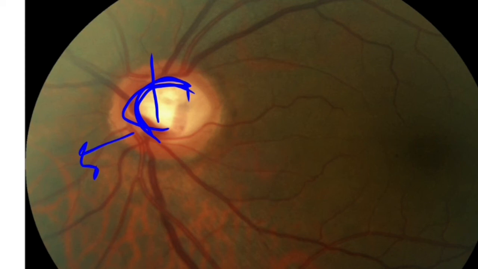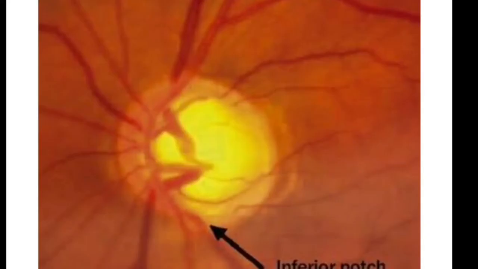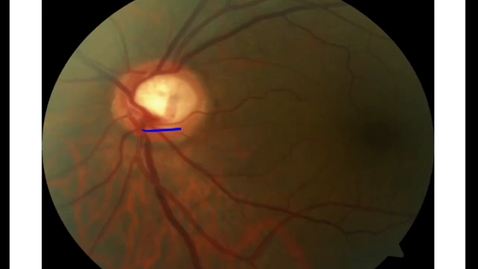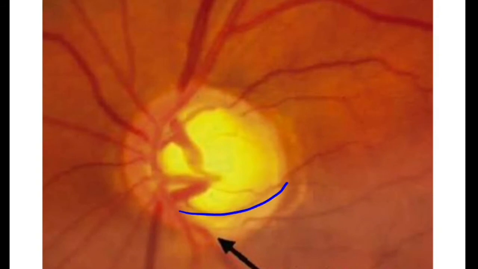So these are called circumlinear vessels. If the NRR loss progresses, the vessel will lose the support of the neuroretinal rim and becomes bare. This is called baring of the circumlinear vessel. So either it can be just a circumlinear vessel as seen in this case, or it can be the baring of the circumlinear vessel, which is seen in this picture.